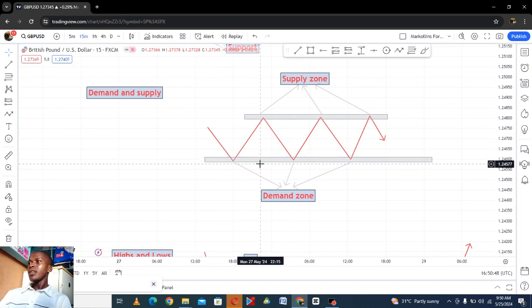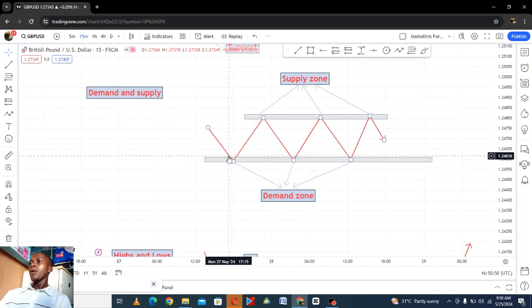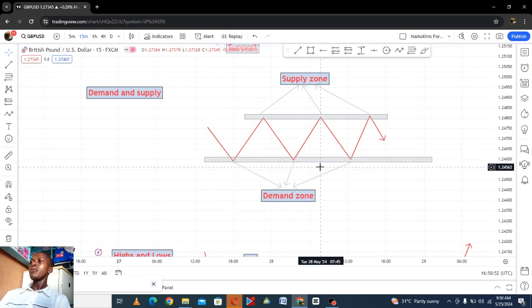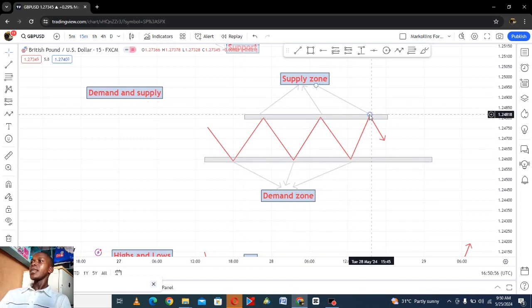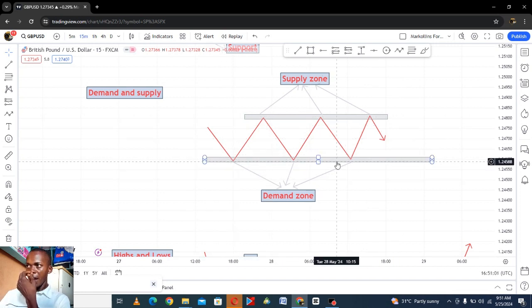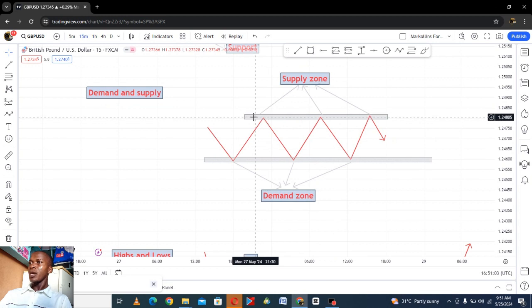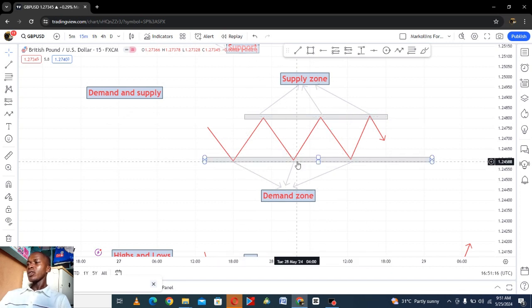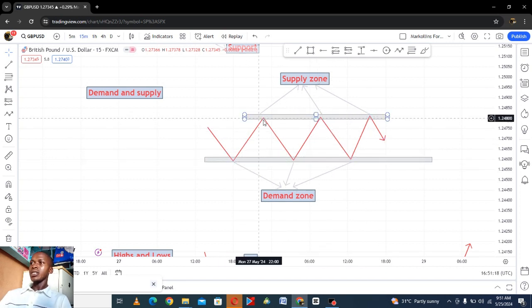Demand zones are those zones where more buyers come into the market, while supply zones are those places where sellers are willing to sell. Demand zones are those areas where buyers are willing to buy, while the supply zone is the area where sellers are willing to sell. You buy when something is low, then you sell when something is high.